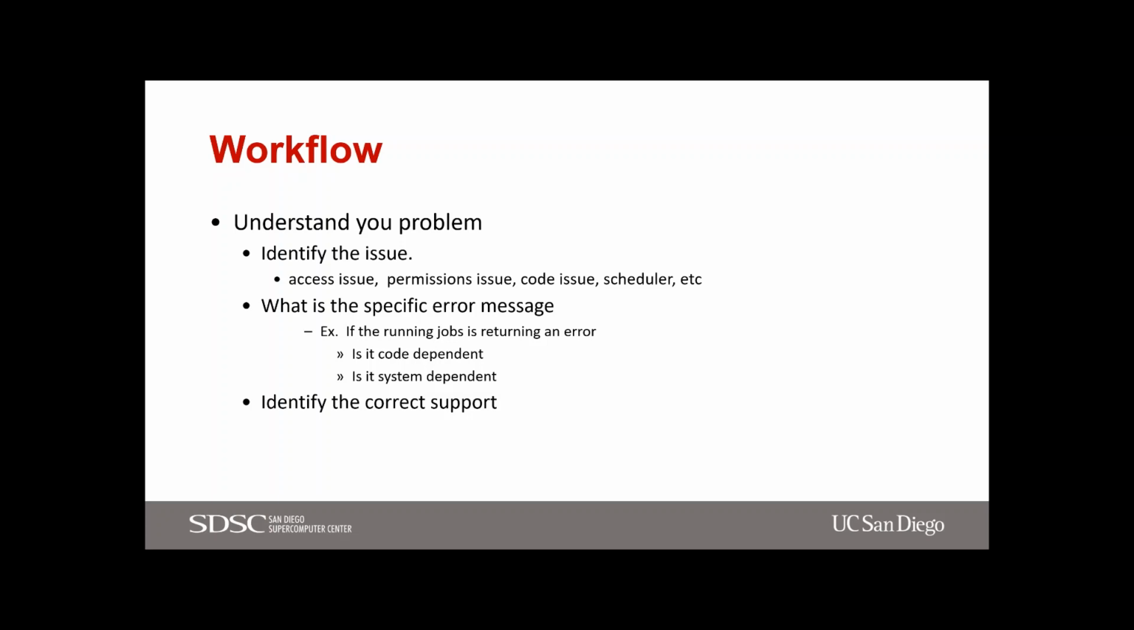Once you've identified the high level issue, you want to drill down and find the very specific error message. So if you're running jobs, is it returning a specific error? Is that specific error code dependent? Does it say there's a segmentation fault, or this file is not available, or is it system dependent? What is a system dependent problem? Oh, the file size, they can't find the file system, or a running out of memory type issue. So depending on what the specific error is will help you identify the correct person who will be there to help you resolve the issue.